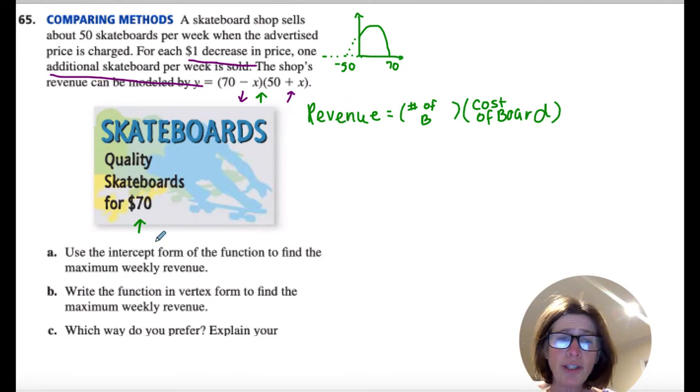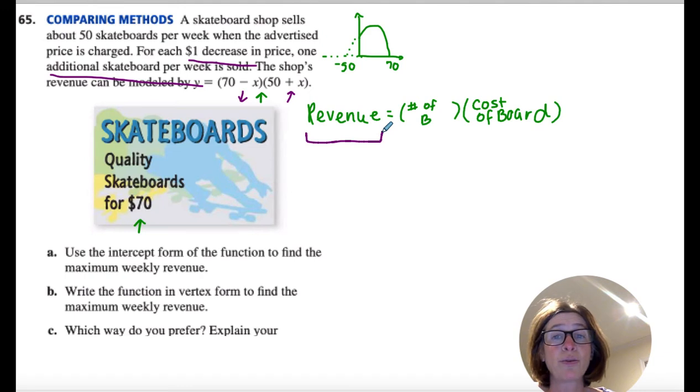All right. So it wants us to use the intercept form to find the maximum revenue. Okay, so we actually need to find x to be able to find the revenue. Now, how do we find the x-coordinate of the vertex if it's in intercept form? Well, remember the axis of symmetry is a line that is equally distant. All the points on the parabola are going to be equally distant from that line. So this point right here is the midpoint on the x-axis. And so if you find the average of the x-intercepts, you'll get the x-coordinate of the vertex.